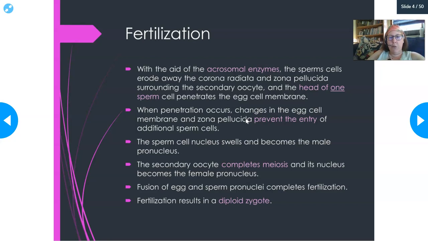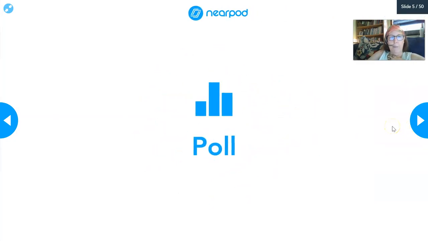The sperm cell nucleus will start swelling and become the male pronucleus. Then the secondary oocyte will complete meiosis, as you've seen in the graph in the female reproductive system, so that it has 23 haploid chromosomes. Once it completes, that nucleus becomes the female pronucleus, and then the male and female pronuclei fuse together in complete fertilization, and you have a diploid zygote, a cell that has 46 chromosomes, with two copies of chromosome 1, two copies of chromosome 2, and so on. So one from mom, one from dad every time.